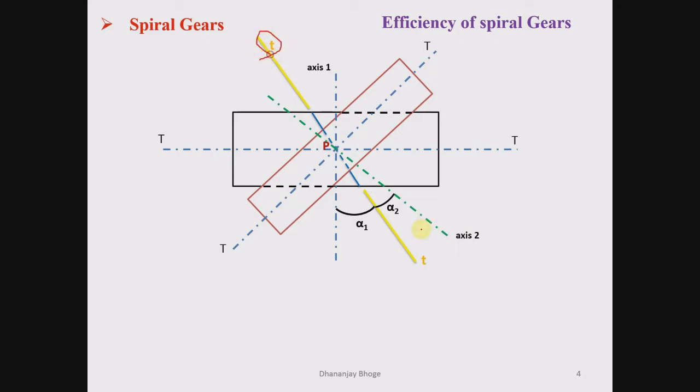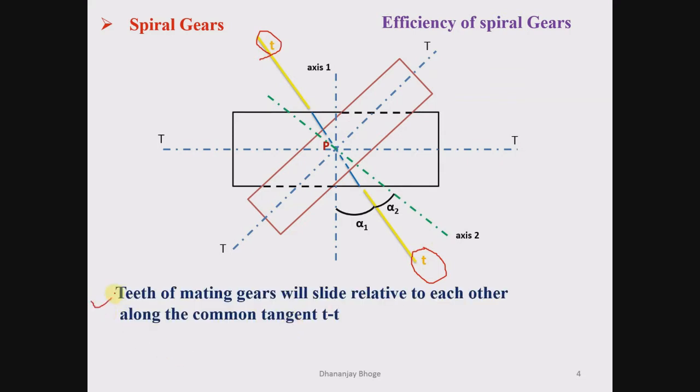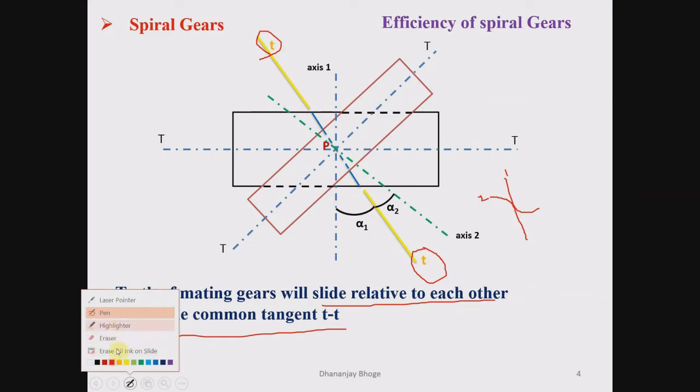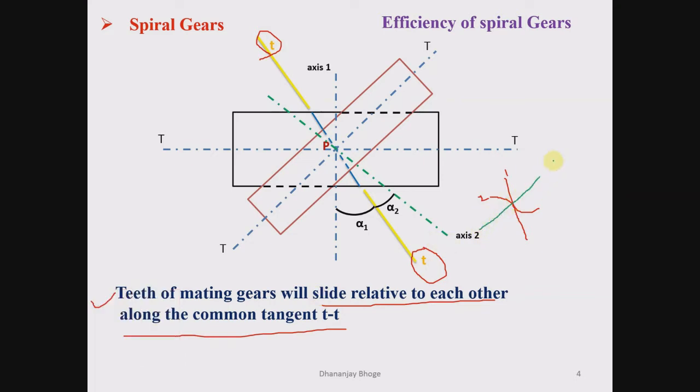This is the line along which a pair of teeth meet each other tangentially. Now we know that, read this, teeth of mating gears will slide relative to each other along the common tangent TT. We have seen this a number of times. I have explained this; we studied it while studying involute gear tooth action. Say these are the two profiles which are in contact with each other. If we draw the common normal NN at the point of contact, this point of contact between a pair of teeth for both the gears will have the same velocity in magnitude and direction. So the point of contact moves along this common normal.